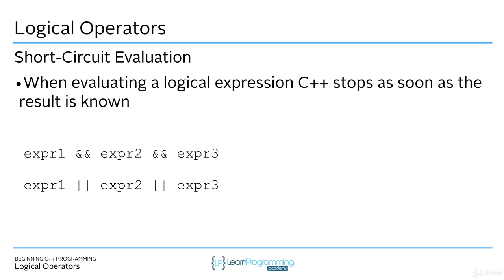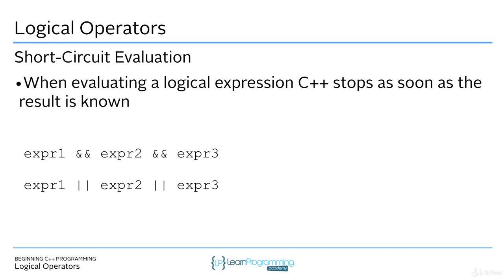Let's finish up by discussing short circuit evaluation. C++ will stop evaluating a logical expression as soon as it knows the result. For example, suppose we have an expression like the first one, expression 1 and expression 2 and expression 3. If expression 1 is false, then there's no way that the entire expression can be true, since all the expressions must be true. So why bother evaluating expression 2 and expression 3 when the compiler already knows that the result will be false? This is called short circuit evaluation, and it's commonly used in many programming languages. Programmers take advantage of this behavior to optimize their code.